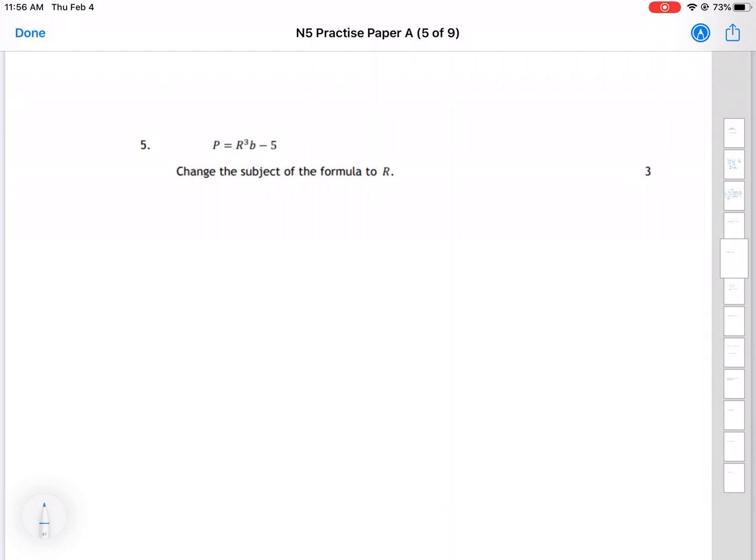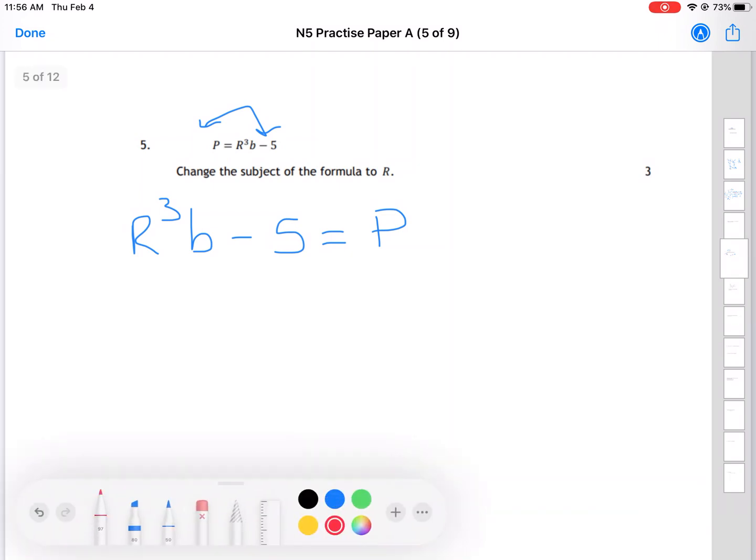So I'm trying to change the subject to R. So I'm going to swap the sides round. Since R is on the left hand side, I just prefer to work with the thing I'm changing the subject to on the left. So I need to undo all of the operations that are surrounding the R cubed in this case. Before I can cube root anything, to undo that cube, I have to get rid of everything that's surrounding it. So I first have to isolate the R term, then I can start to root both sides.